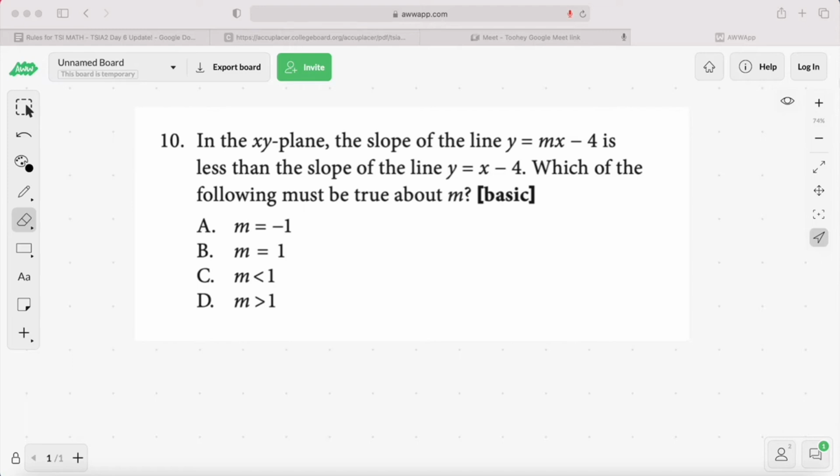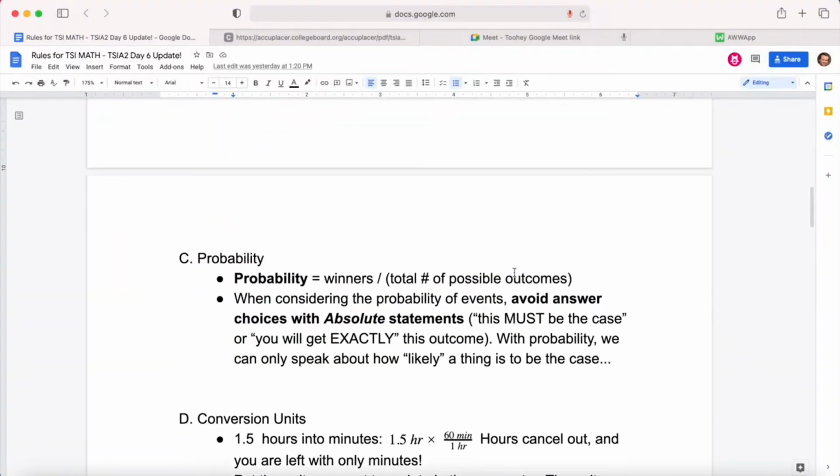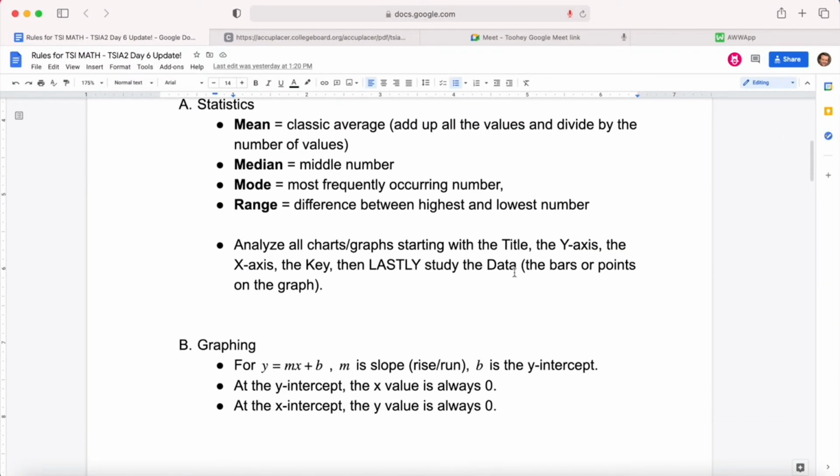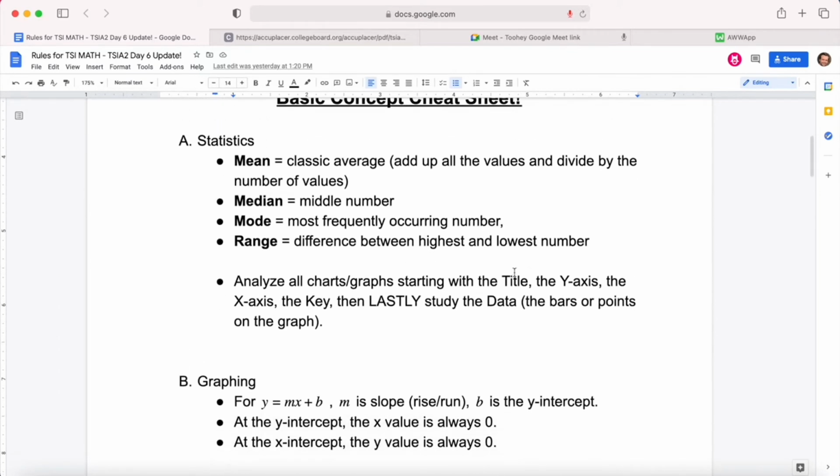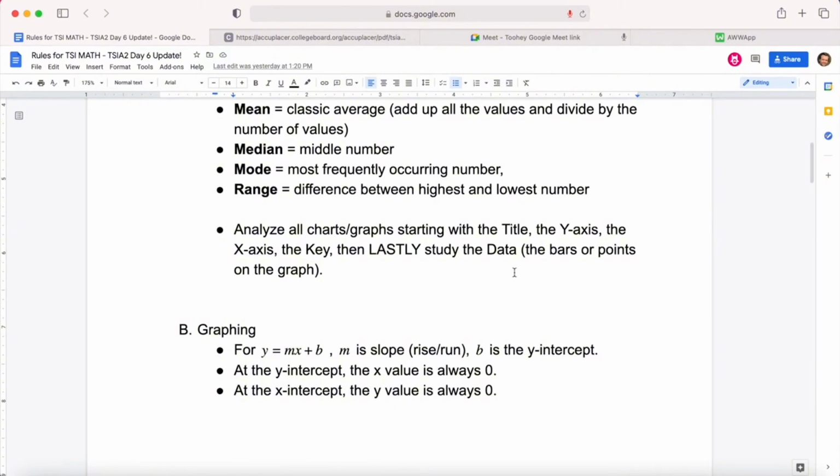Let's start at the beginning. I do have a section of this in the rules for TSI Math. I don't think I had to update this too much. Let me see if we can find it. There we go, graphing. I do have this. Go to section B, or basic concept B, I should say, on the rules for TSI Math. Go ahead and read that first bullet point.